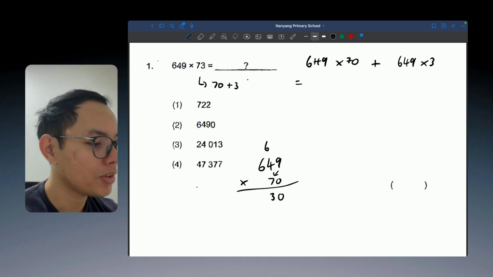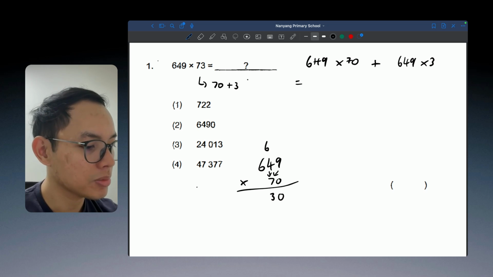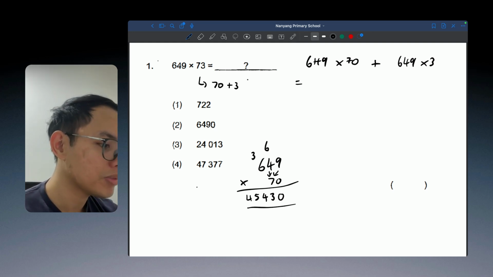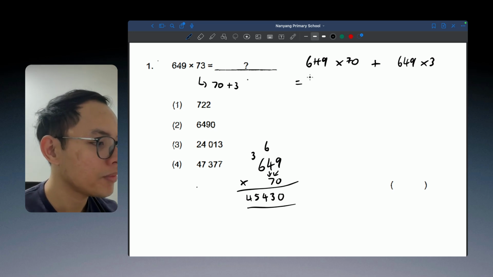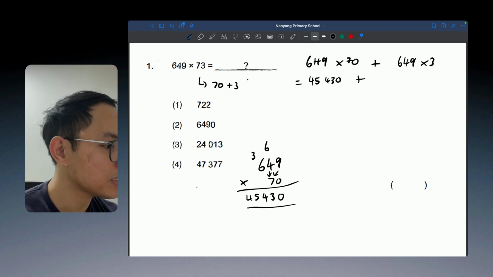Next one, 4 times 7. This is 28. So 28 plus 6 is 34. So you put 4 here and then you put 3 here. And then 6 times 7 is 42, plus 3 will be 45. That's what you see over here. So 649 times 70 is 45,430. And then you add the next working, which is 649 times 3.